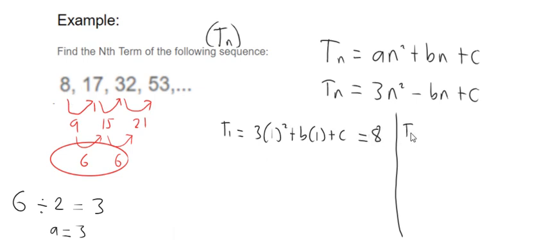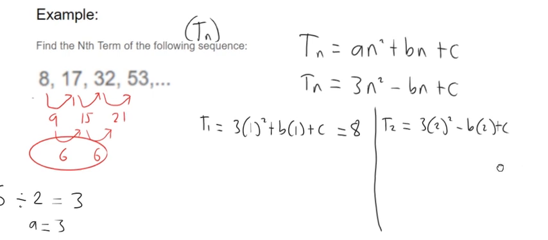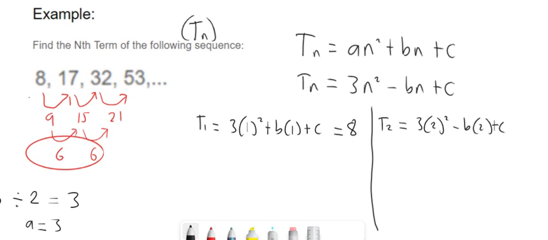Then if I take t2 and put a 2 in instead of the n everywhere, so sub in 2 for n, I have 3 times 2 squared minus b times 2 plus c. I should have had a minus there in the first one, actually, I made a mistake. Now we know t2 is the second term, so that has to be the 17, because that's the second term in the sequence. So I just let that equal 17.